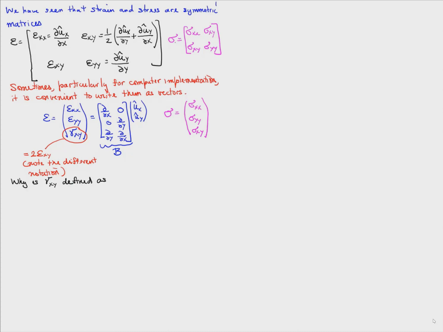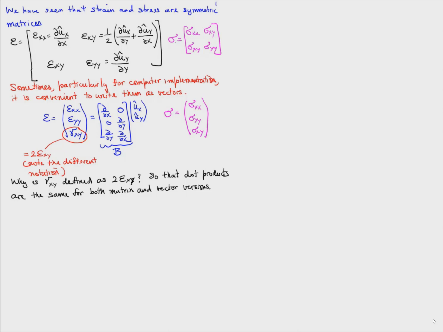So why is gamma xy defined as twice epsilon xy? The answer is because if we do the dot product of the 2 by 2 matrix versions of strain and stress, we want to get the same answer as if we did the dot product with the vector versions.